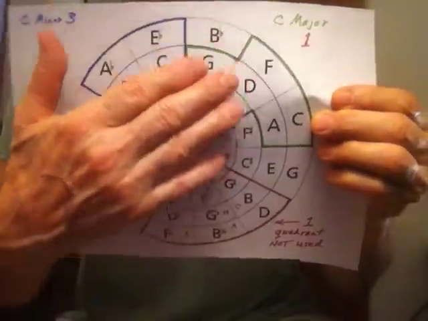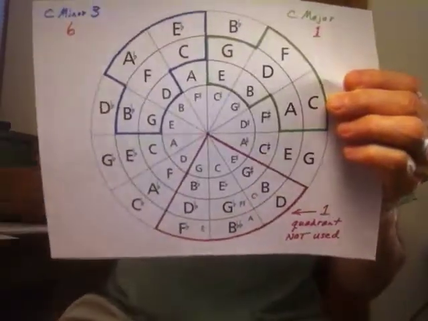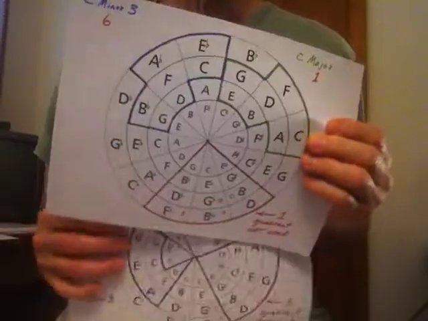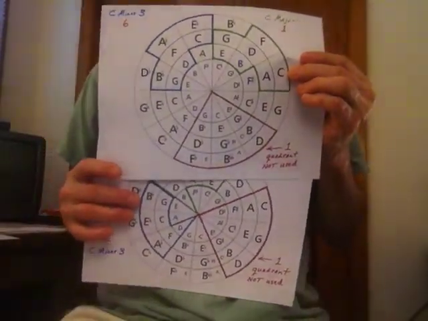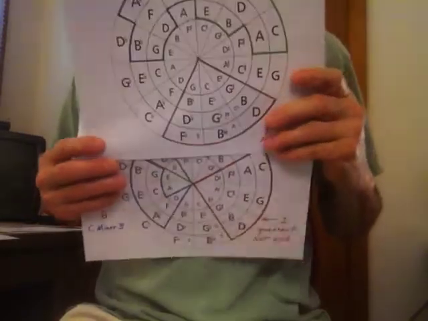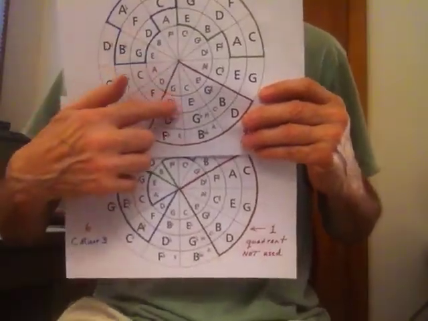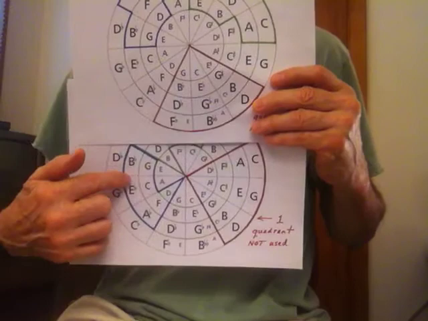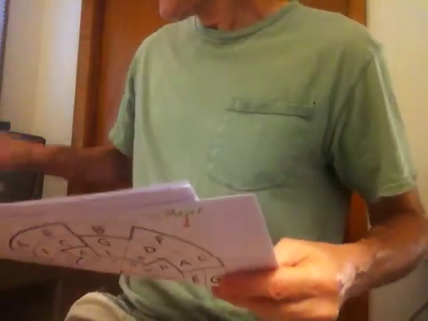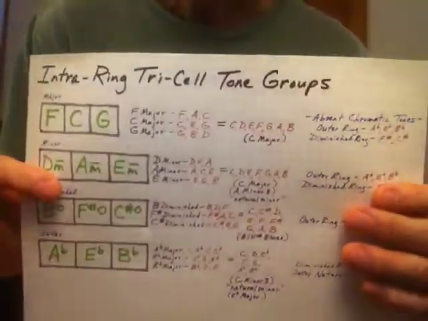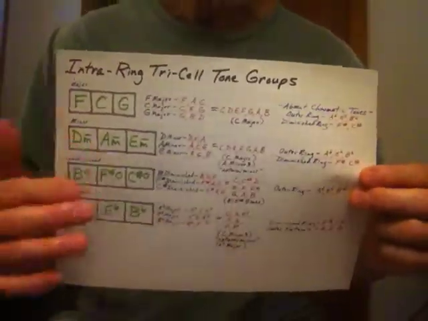So for this shape, you have a quadrant that's not used. And for this particular scale shape, if you can see them both, you see a slightly different quadrant is not used. For this shape, this quadrant's not used. For this shape, this quadrant's not used. And back when I first started doing this, I said that intra-ring tri-cell tone groups yield scales and patterns.